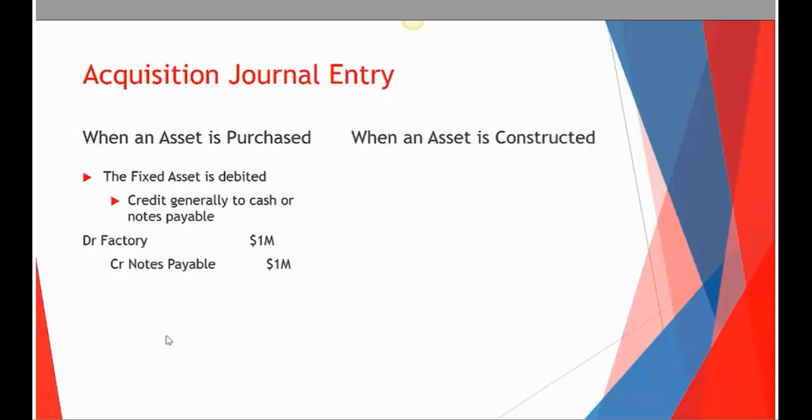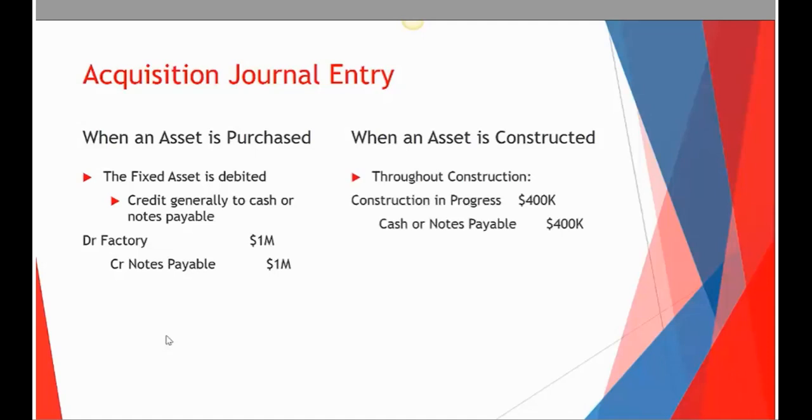All right. So what if the asset is constructed? When an asset is constructed, it gets a little bit more complicated. Throughout the construction, usually around financial reporting dates, we're going to record any progress by debiting an account called construction in progress and crediting cash or notes payable. In this case, the first one was $400K, and it happened again for $600K.